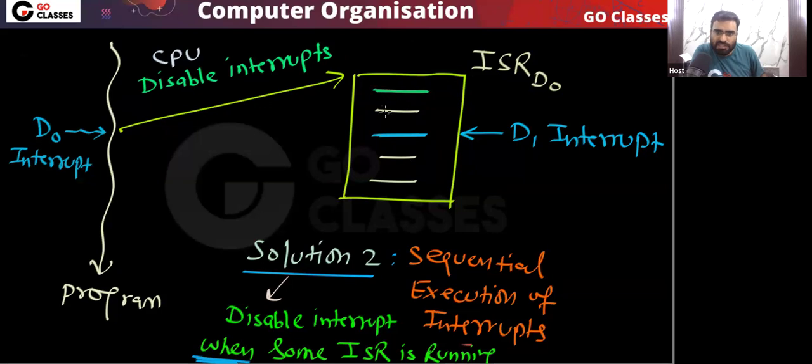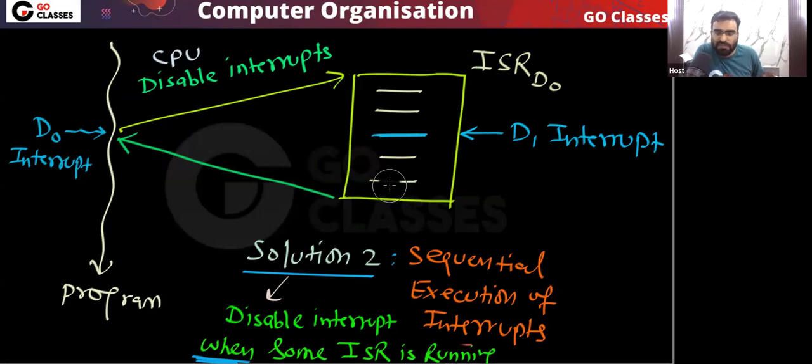The CPU will execute this instruction, then this instruction, then this instruction. Let's assume that while the CPU is executing this instruction, an interrupt comes, but the CPU will not check it because it has disabled the interrupt. Then the CPU will execute the remaining instructions, complete this ISR, and go back to the program.